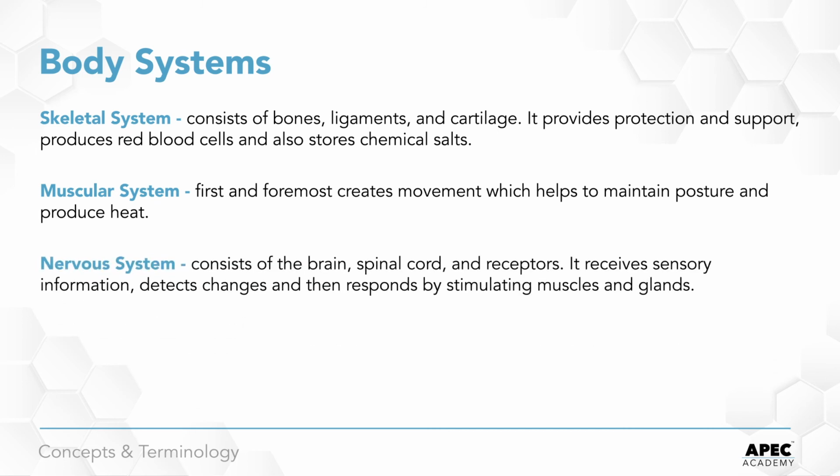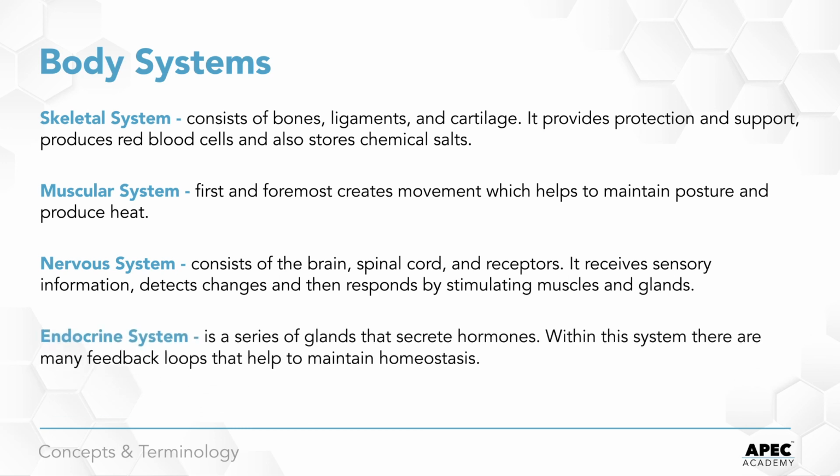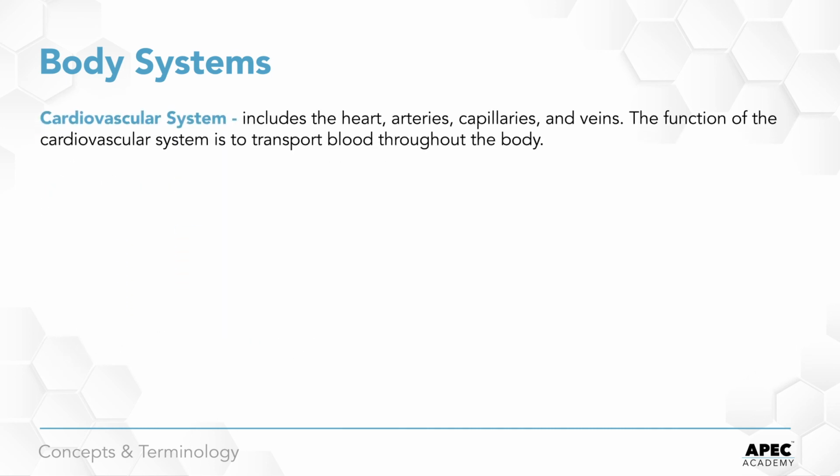The nervous system consists of the brain, spinal cord, and receptors. It receives sensory information, detects changes, and then responds by stimulating muscles and glands. The endocrine system is a series of glands that secrete hormones. Within this system, there are many feedback loops that help to maintain homeostasis. The cardiovascular system includes the heart, arteries, capillaries, and veins. The function of the cardiovascular system is to transport blood throughout the body.